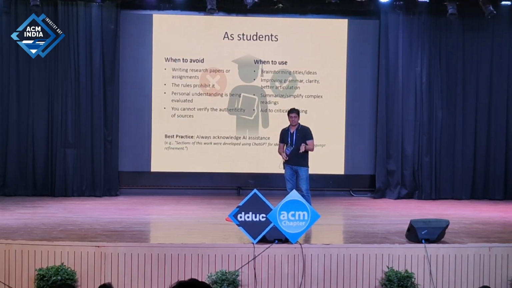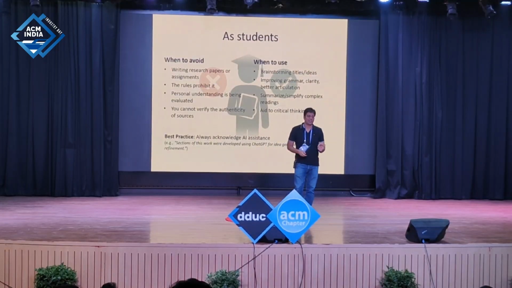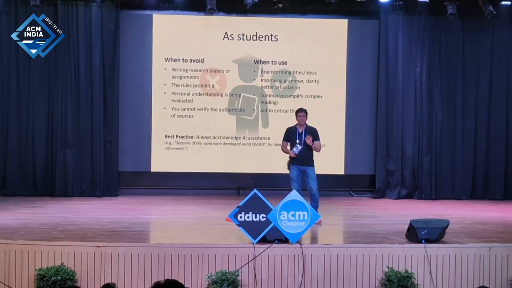Now, best practice. I have noted down one best practice, but I think all the best practices across the slides would be applicable for everyone. One of them is to always acknowledge AI assistance, especially when you are using it in your research papers or anywhere. Document it, so that even if it accidentally copies someone's copyrighted or patented content, you are safe because you are giving due credit, right?